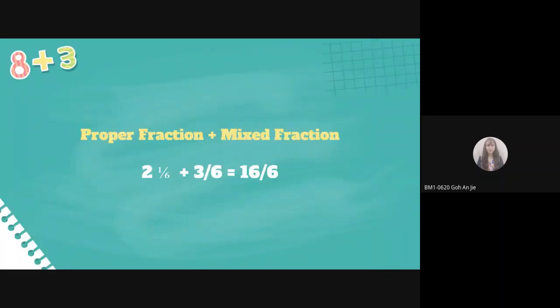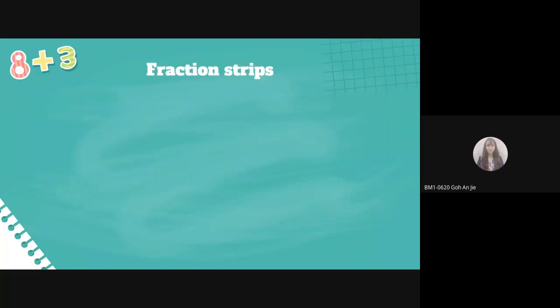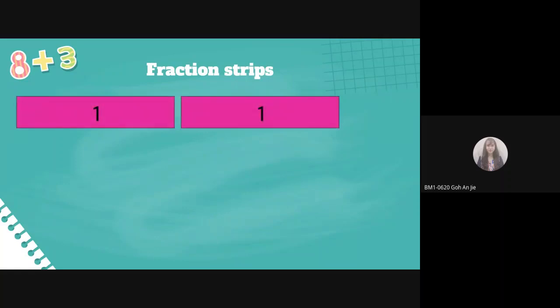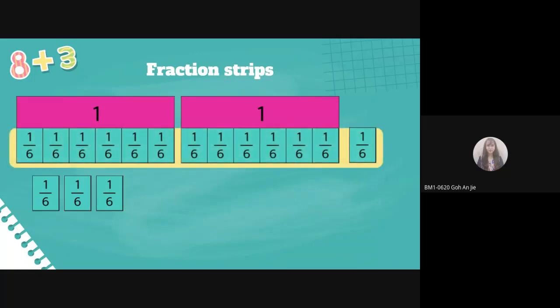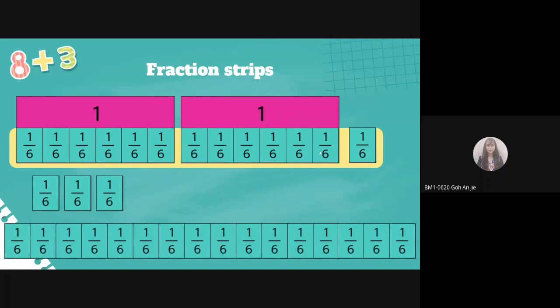Okay, another example is proper fraction plus mixed fraction. The example we will talk about is 2 and 1/6 plus 3/6 equals 16/6. The first one is fraction strips. It's the same. We must change the 2 and 1/6 into an improper fraction by using the trial and error method. We can find that 2 and 1/6 is equal to 13/6. After that, we can add up 13/6 with the 3/6. Then we will get 16/6 as the result.